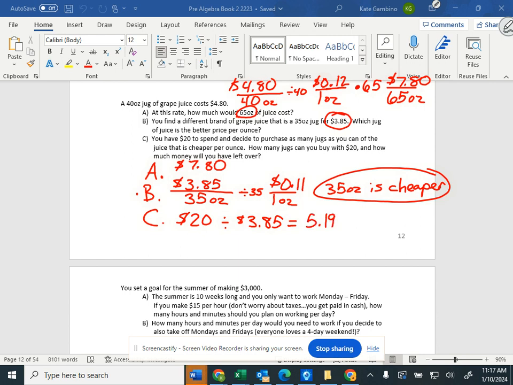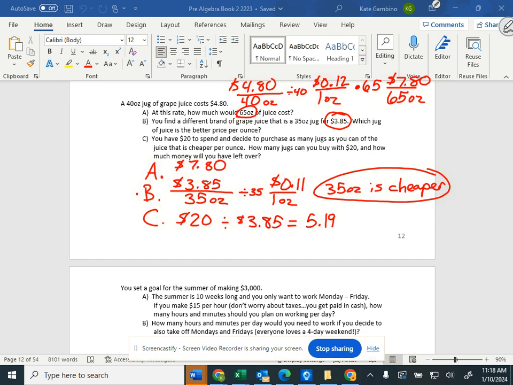It's not going to be dollars. Because what is 5.19 telling us what we can buy? By 5. That's how many jugs we can buy. So can I buy 0.19 of a jug of juice at the store? We only have jugs that are 35 ounces.